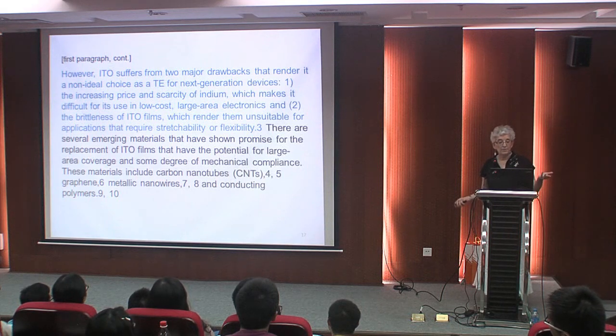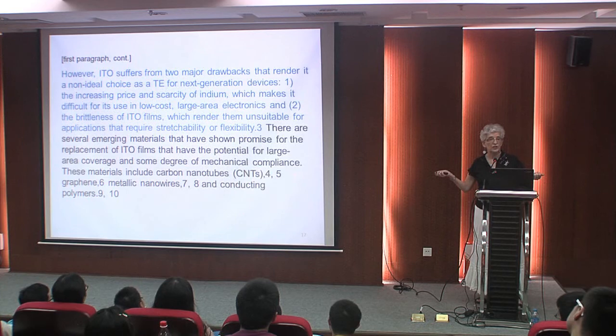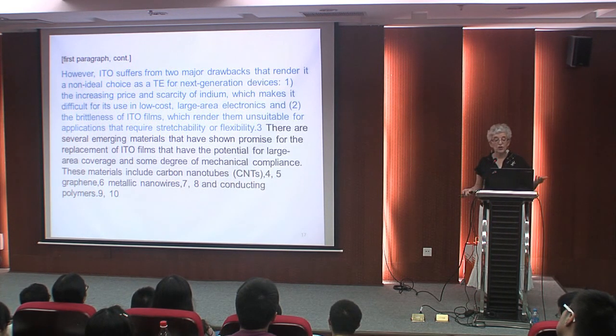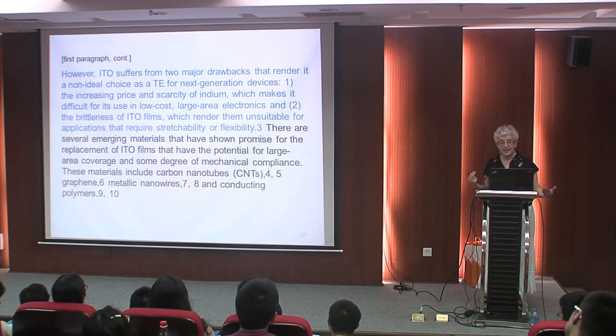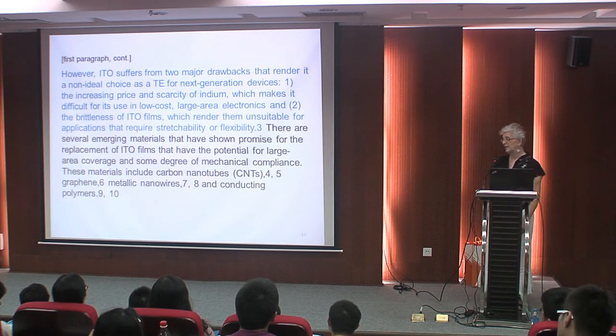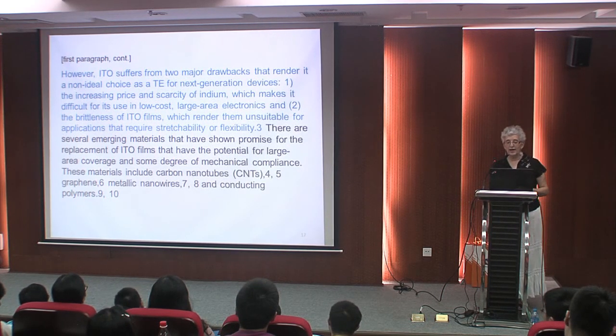There are several emerging materials. What color is this? Black, back to stage 1. Yeah? There are several emerging materials that have shown promise for the replacement of ITO films that have the potential for large area coverage and some degree of mechanical compliance. These materials include carbon nanotubes, graphene, metallic nanowires, and conducting polymers.